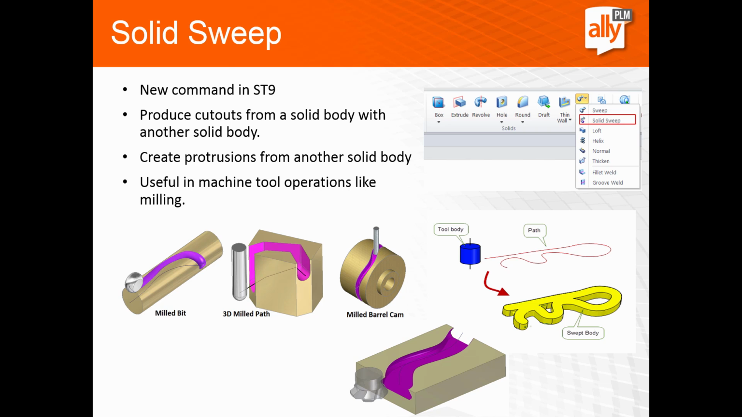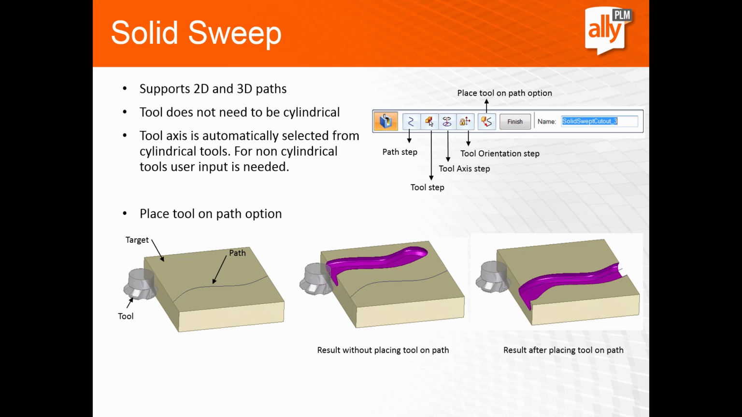We can produce cutouts from a solid body using another body as our tool. This would be useful in things like milling operations. We can also do a swept body where we actually create material using this operation. This supports both 2D and 3D paths. Our tool doesn't have to be cylindrical. If it is cylindrical though, the tool axis is automatically selected for us. For non-cylindrical tools though, you have to go in and select your tool axis step.